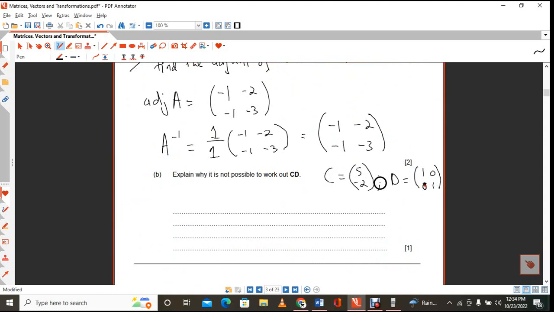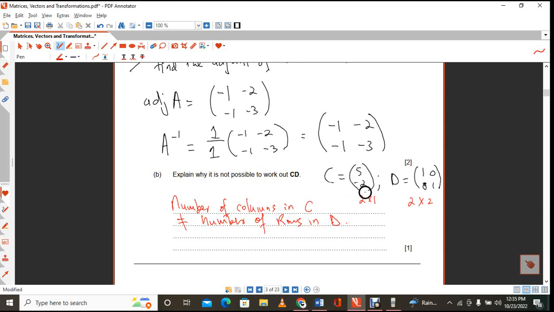So remember, this is a 0. So when we are writing quickly down the order, this is a 2 by 1 matrix, 2 rows, and this is a 2 by 2 matrix. Okay, so the columns in C, I'll write it down: the number of columns in matrix C is not equal to the number of rows in matrix D.